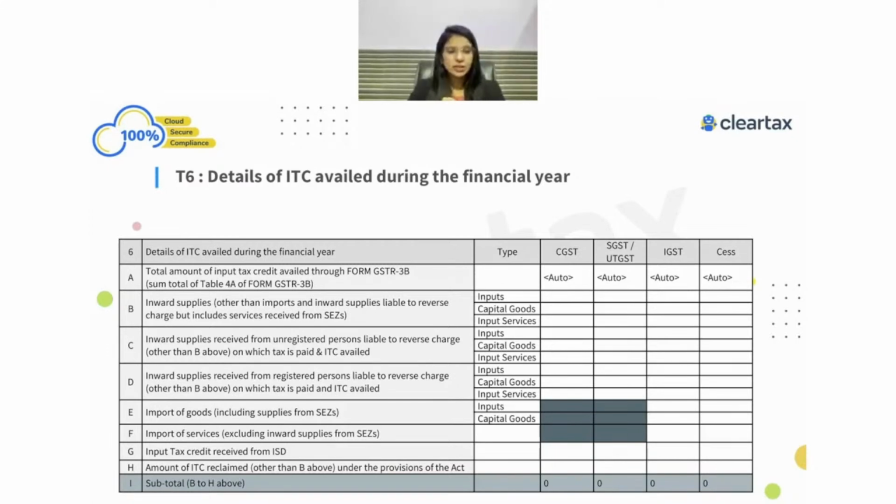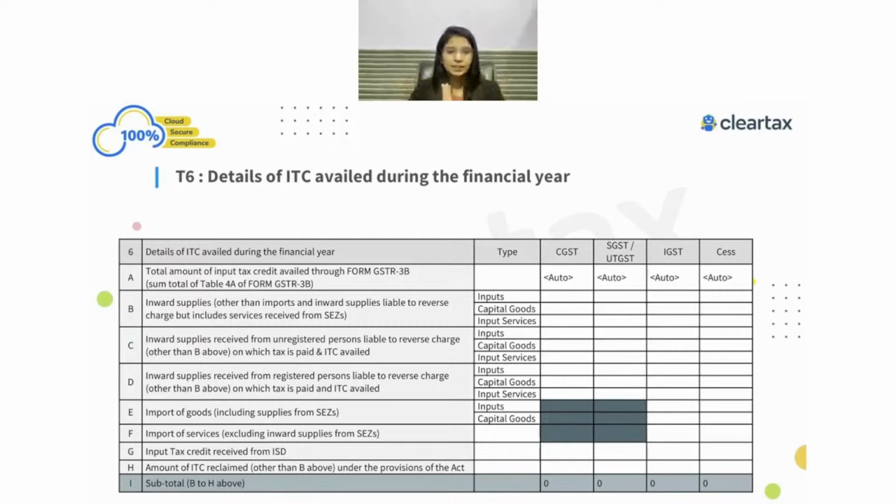This is okay in 6B, 6C, 6D, 6E, 6F, 6G, and 6H. There is some value they are asking from us. They are saying, okay, in 6B, you show the inward supplies other than the import and inward supply liable to reverse charge, but includes the supplies received from SEZ. What are they asking for?